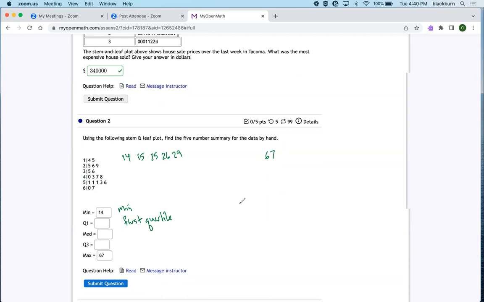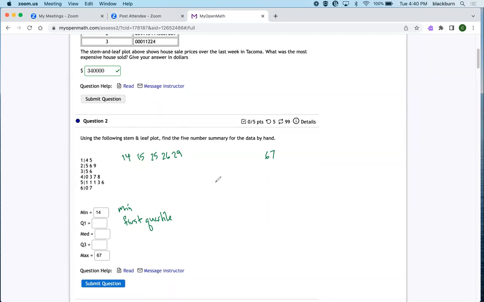So my 9th value, right, is going to be well, 1, 2, 3, 4, 5, 6, 7. 43 is my 9th value.